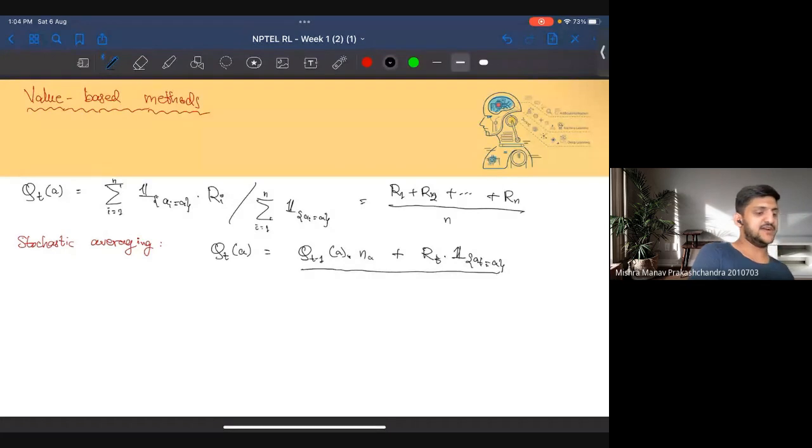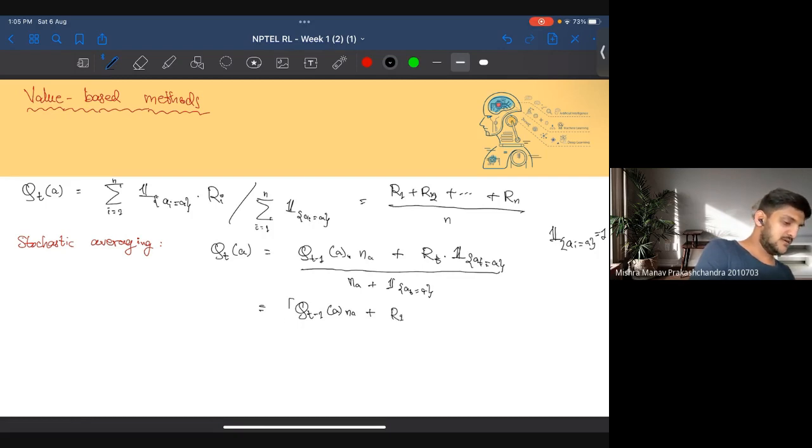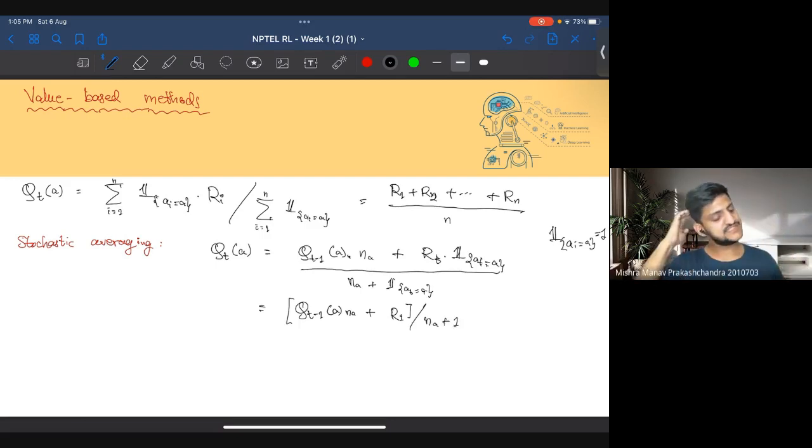This is divided by N(a) plus the indicator A_t equal to a. Now, if I take this quantity as 1 to simplify the equation, it should look something like Q_{t-1}(a) N(a) plus R_t, the whole divided by N(a) plus 1. This is how it should look.